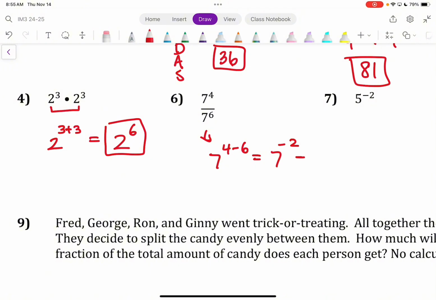And what that tells me is that I need to convert this. I need to take the reciprocal of 7 to the negative 2nd power, which is going to become a fraction. 1 over 7 squared, or 1 over 49.